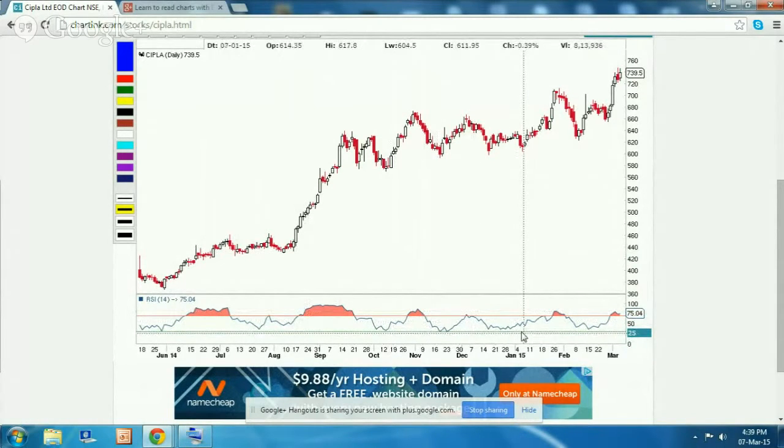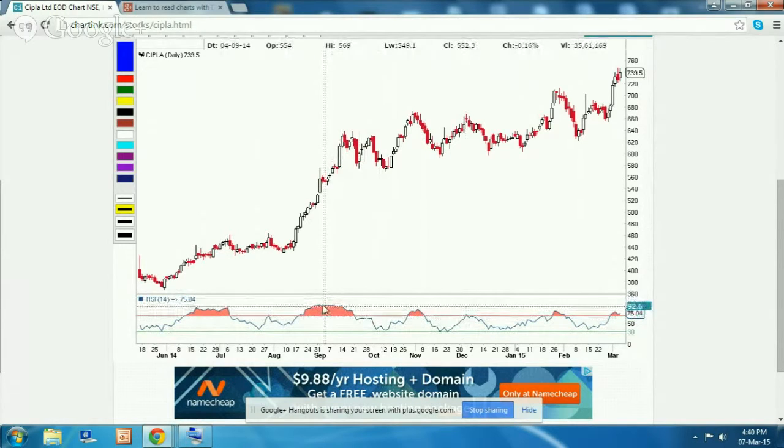This 30 level is the bearish zone; below 30 is the oversold zone. Observe, price goes close to 30 at this point, this point, this point. Every point it has gone close to 30 and it has come up. But on the contrary, on the higher side, it has gone above 70 once, twice, thrice, fourth, fifth time. It has gone above 70, which is the overbought zone. Now, going into overbought is a sign of strength, though it also means it is overstretched for the time being.